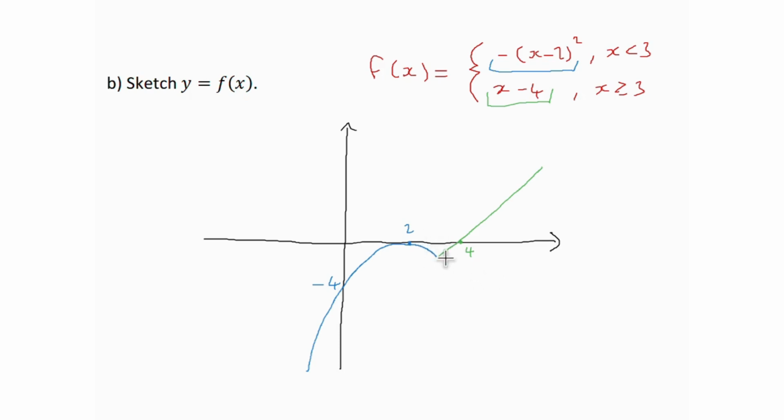Now, how do we know that they meet at the same point? Well, we have to work that out. We know that at 3, this one is equal to minus 1. If we were to put 3 into here, we'd get 3 minus 2, which is 1. 1 squared is 1, minus 1 gives minus 1. So indeed, it does meet at this point here, which is 3, minus 1. And there we've got a sketch of our graph, the two separate pieces that make up this piecewise function.